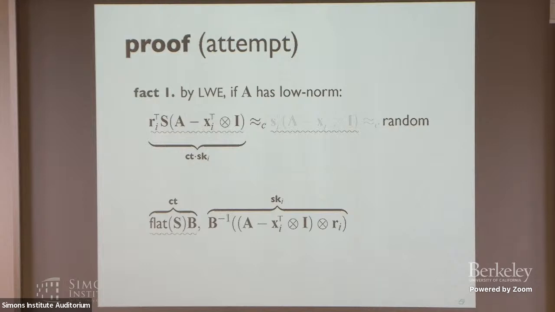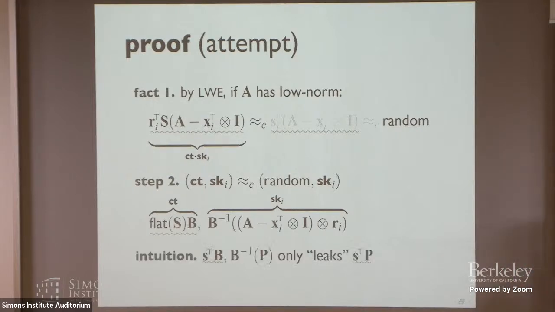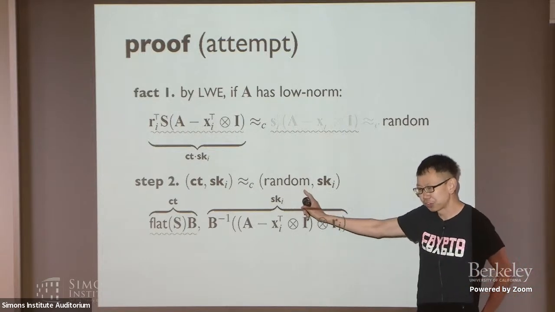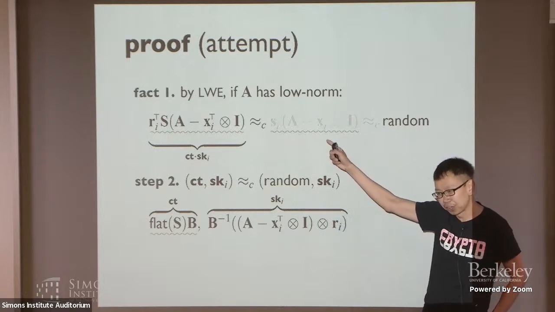So far I have shown that the product of the ciphertext and secret key is pseudorandom. Whereas what I really want is to show that the ciphertext is pseudorandom given the secret keys. So there's a gap between the two of them. And now our basic intuition is that we really want to deduce the fact that the ciphertext is pseudorandom given the secret keys from the fact that the product of the ciphertext and secret key is pseudorandom.